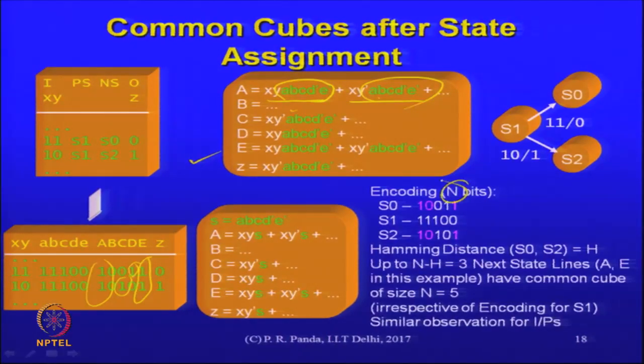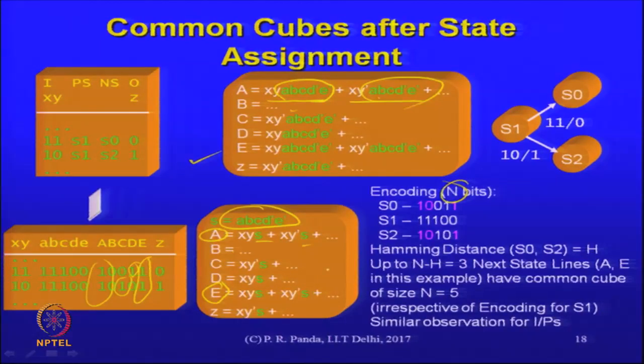So, generalizing, if I had n bits, and the Hamming distance between the two next states S0 and S2 was h, then what can I say now about the availability of common cubes? I was able to extract this out, that is good, its size is even bigger, it is a size n common cube. It occurs in some places. If you look at the individual expressions for the outputs, it certainly occurs for A, it occurs for E, does not occur for B. Also within C's expression and D's expression we did not find it, but we did find it within A's expression and E's expression. So, what is that attributed to?